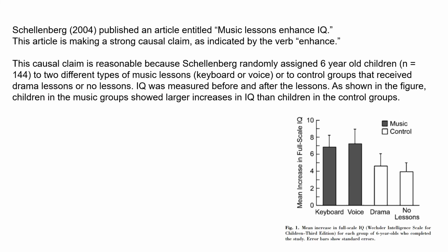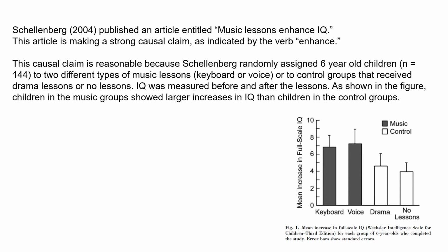Let's look at an example here. Schellenberg published an article entitled Music Lessons Enhance IQ. The article here is making a strong causal claim as indicated by the verb enhance. Music lessons enhance. So it's right there in the title of the article, they're making a causal claim. They're not saying that music lessons are related to IQ. They're saying music lessons enhance. Music lessons cause an increase in IQ.